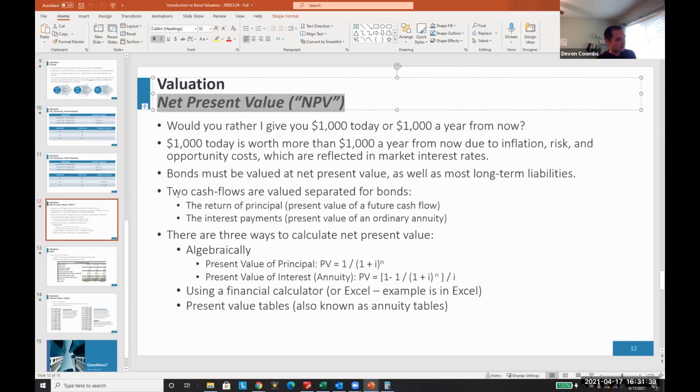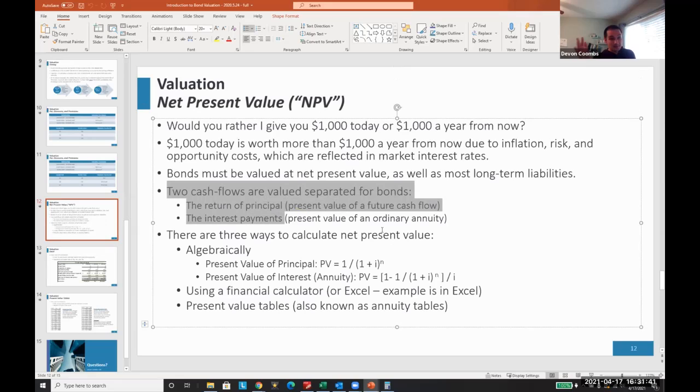So what is the net present value? Every investment has different cash flows associated with it. But there are two cash flows that are valued for bonds. We get a return on principal, and we get interest payments. Those are cash inflows. There's also an outflow on day one, right? We'll pay a certain amount of money today, and we expect interest payments and then principal at the end of the life of the bond.